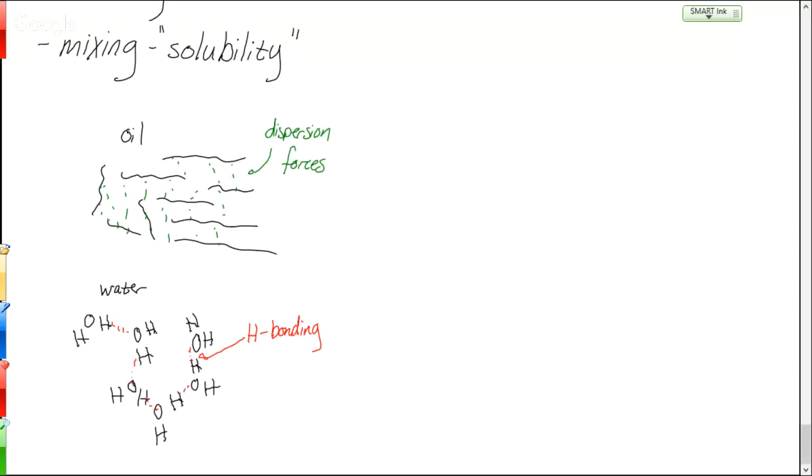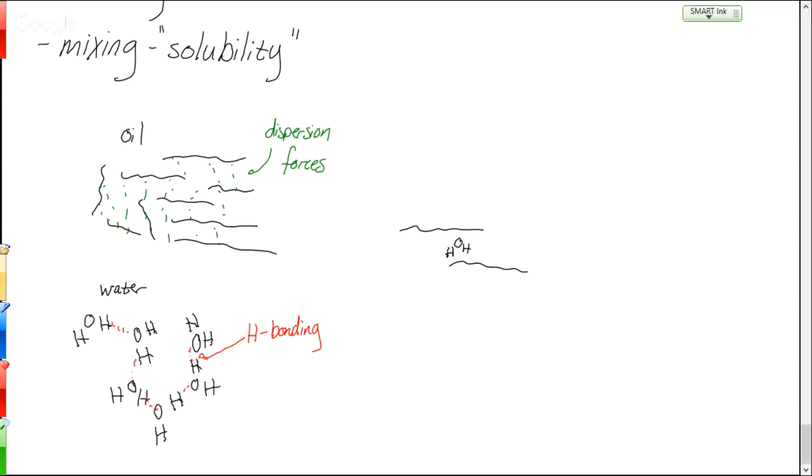So the reason that water and oil don't mix is because if they were to mix, you'd have to break all those hydrogen bonding forces, and water wouldn't really make good new forces with the oil. The oil would have to break all its dispersion forces too. So if these were to mix, you'd have oil molecules that could no longer interact with each other.